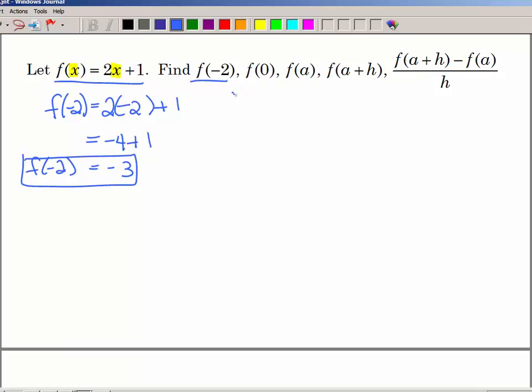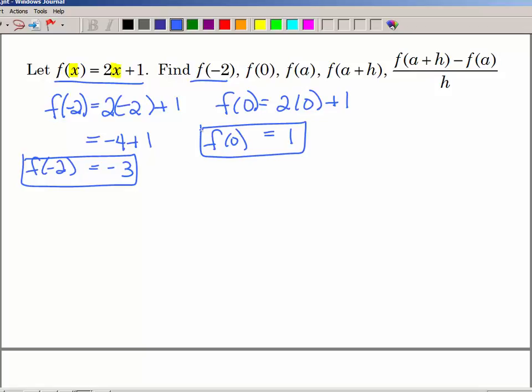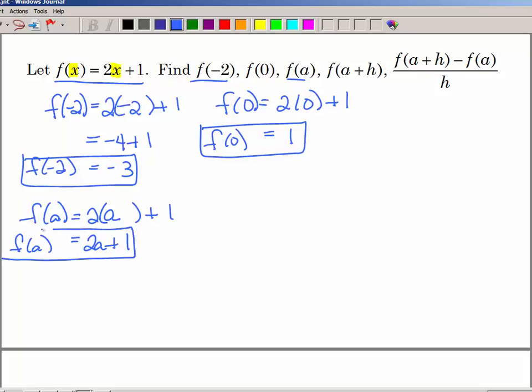Let's try it again with 0. So f of 0 equals 2 times 0 plus 1. So f of 0 would just equal 1. Hopefully you're getting the idea. Numbers are pretty easy, but we can also do it with letters. So we would have f of a. Now remember, wherever that x is, put those parentheses and look at it as fill in the blank. So I'm going to put that a. Well, you can't do much with that. That's just 2a plus 1. And that's what f of a equals.